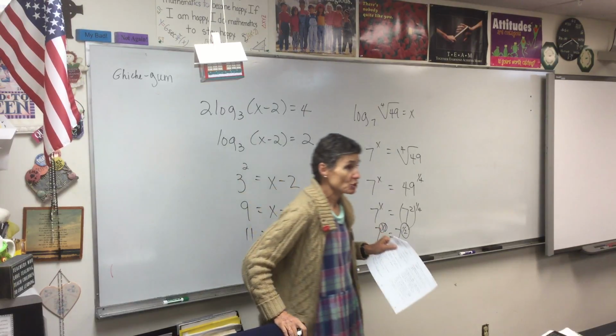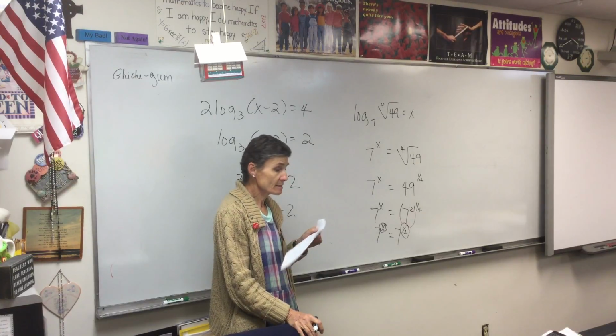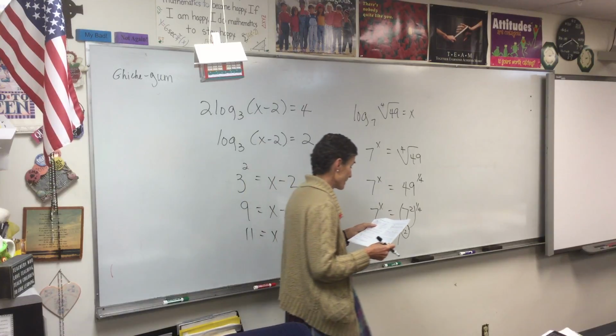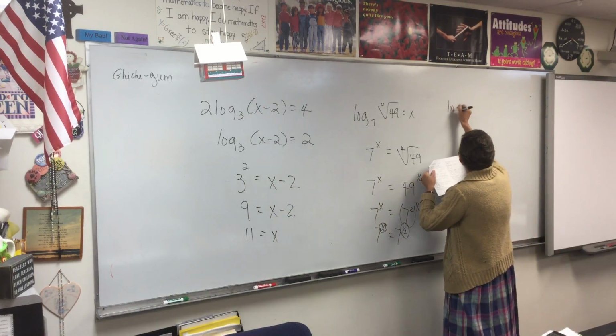C, if you paid attention, you know what the answer is to C. The answer to C is 5. That's one of your properties. The 8's cancel. The answer is 5. We're not showing any work. We're just writing 5.